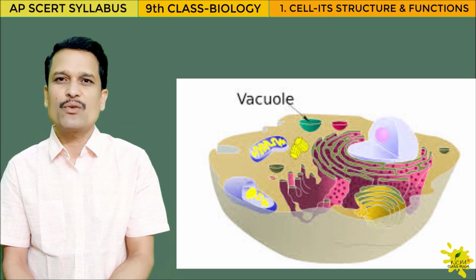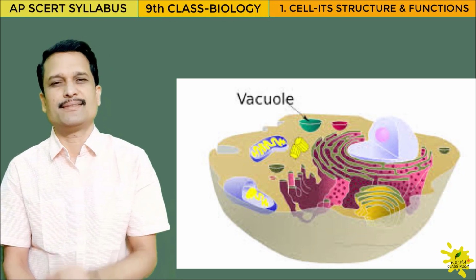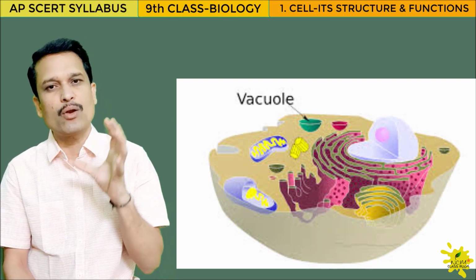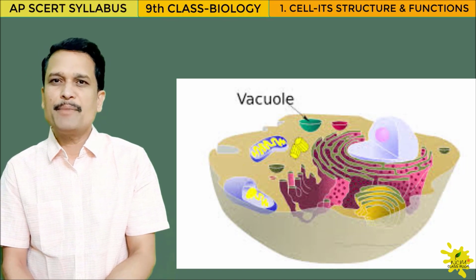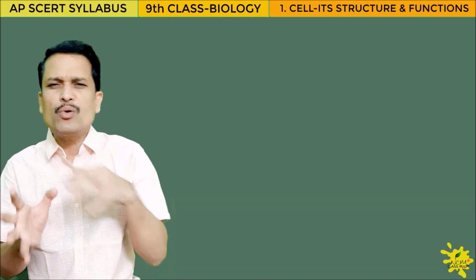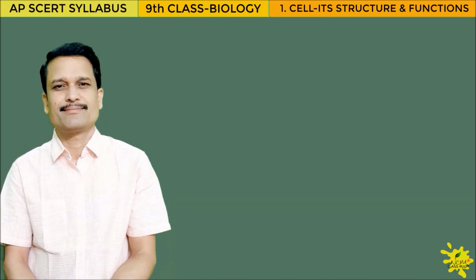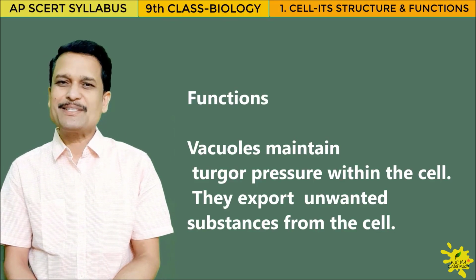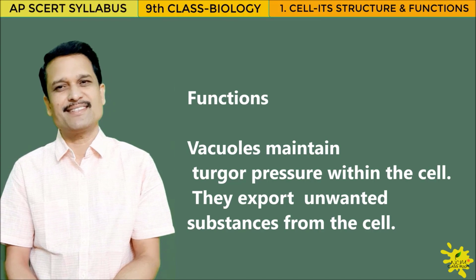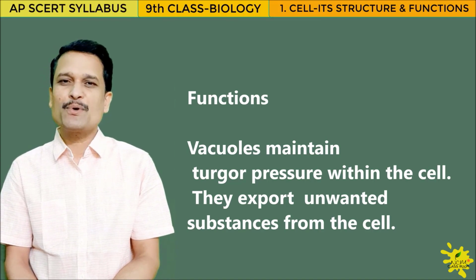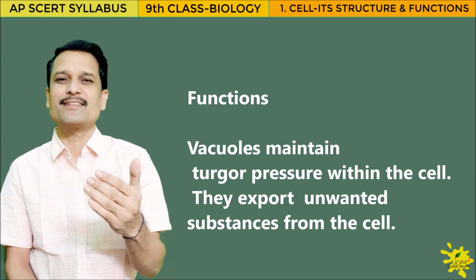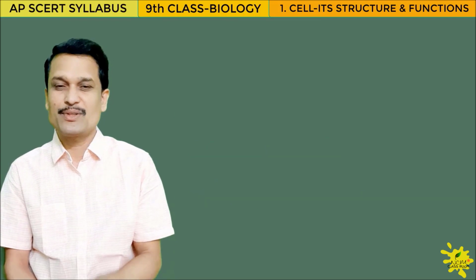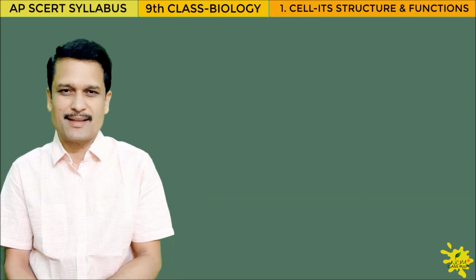In animal cells, vacuoles are small in size, while in plant cells they are large. In mature plant cells, they might occupy almost the entire cell. Functions of vacuoles: vacuoles maintain turgor pressure within the cell. They export unwanted substances from the cell. So they are the repositories of the cell.